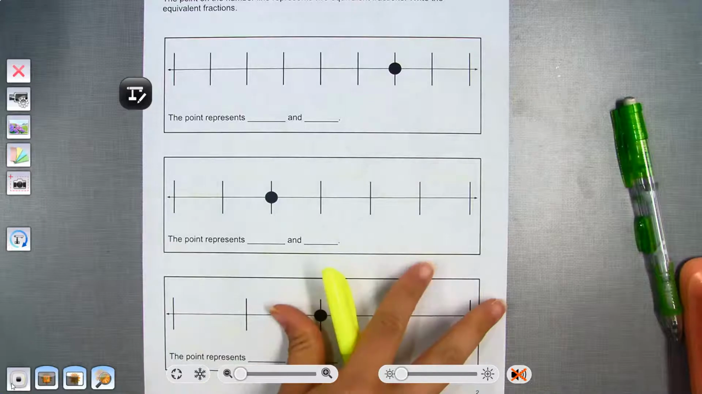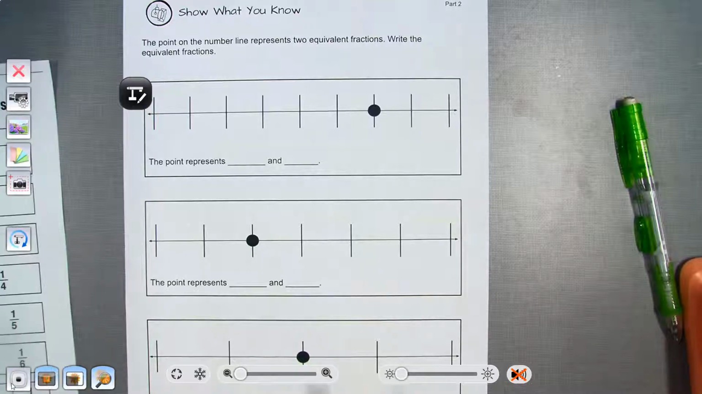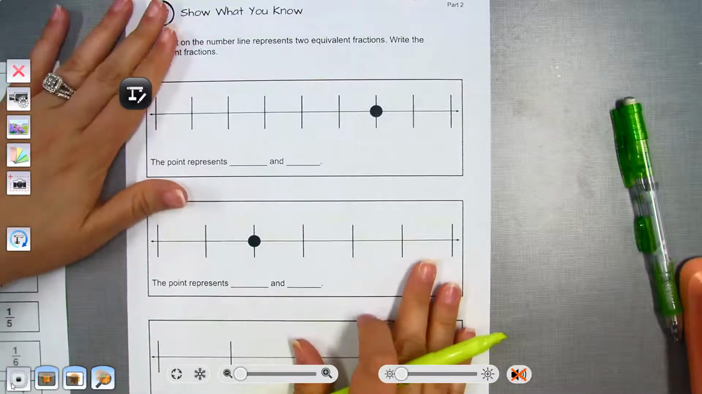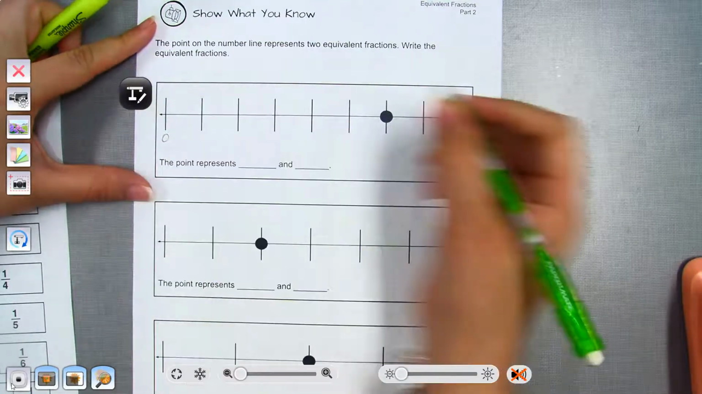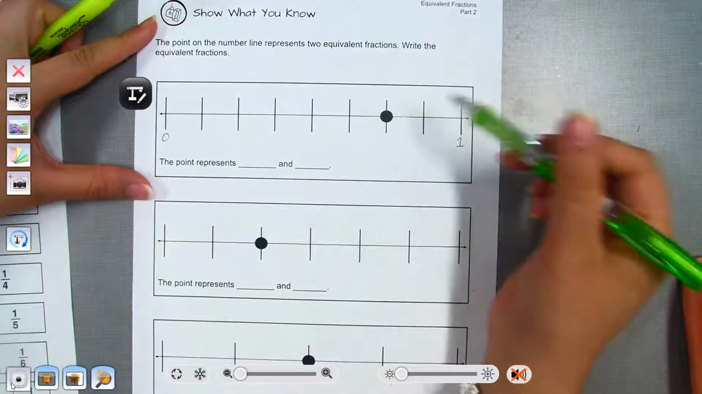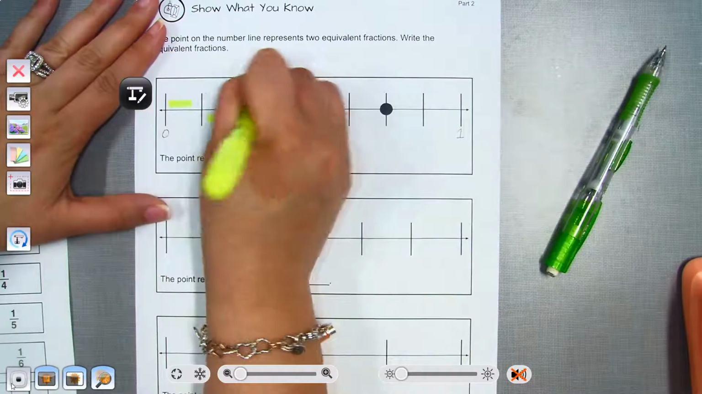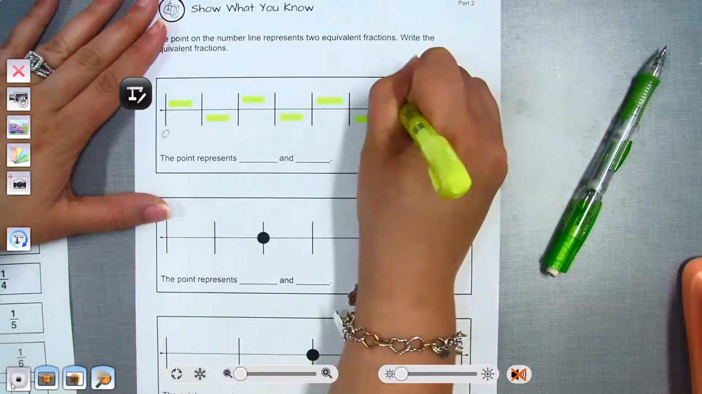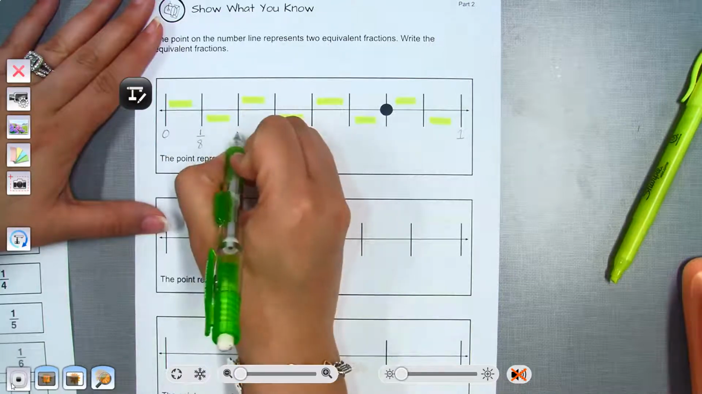Okay, so we're going to look at the back of this, and it says the point on the number line represents two equivalent fractions. Write the equivalent fractions. So the very first thing that I want us to do is label our number line. We know that this is 0, this is 1. So we need to figure out what our number line is divided into. So I'm going to count my spaces. I have 1, 2, 3, 4, 5, 6, 7, 8. So this is 1/8, 2/8.